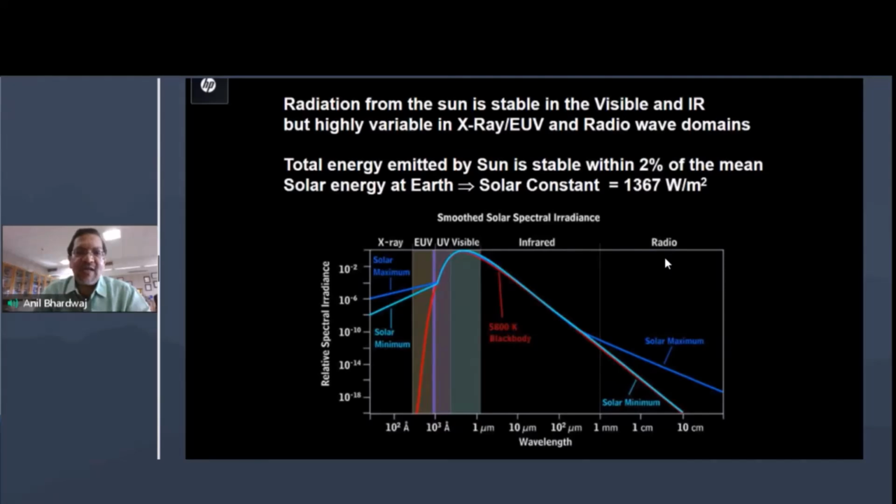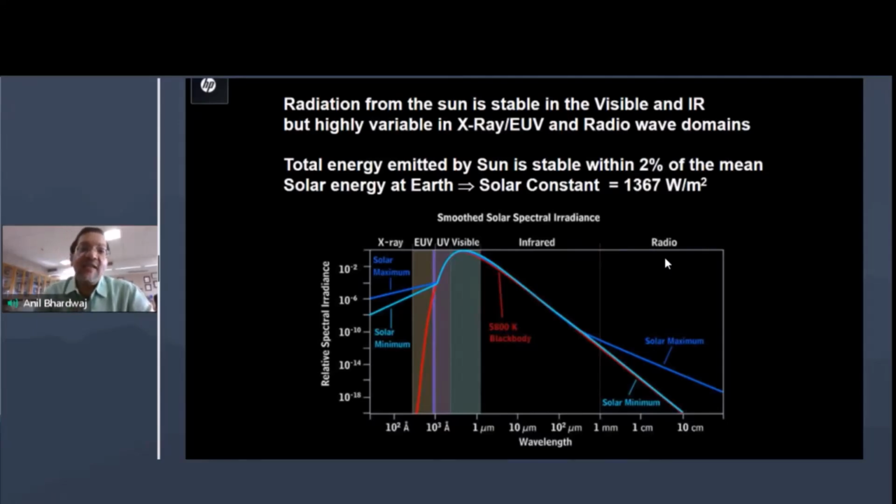But if you look at the other part of the solar spectrum, the maximum change in the sun happens in the X-ray regime or in the radio regime. And that happens every 11 years, and that's why we call it a solar cycle of 11 years, solar maximum, solar minimum. But since the visible part is almost constant, we say that the total energy coming out from the sun is constant, and that is called solar constant.